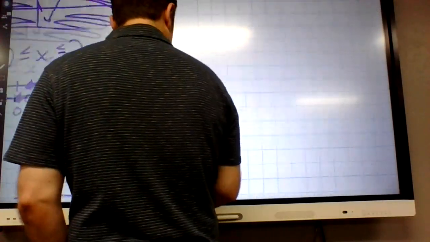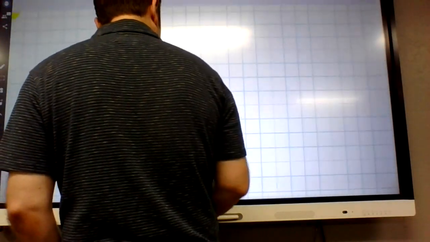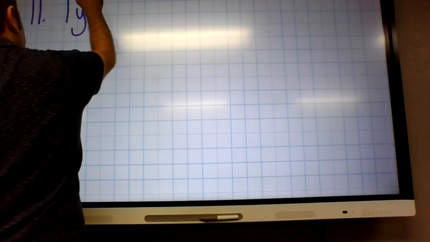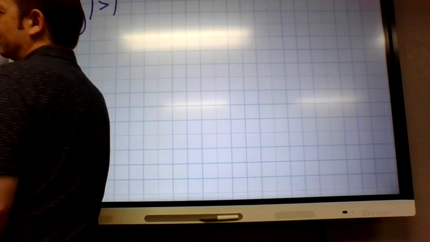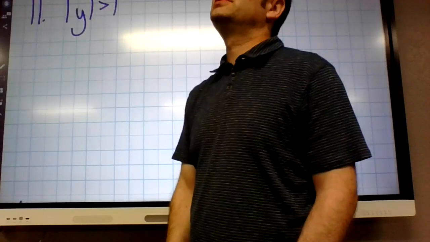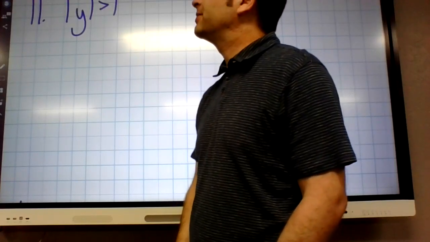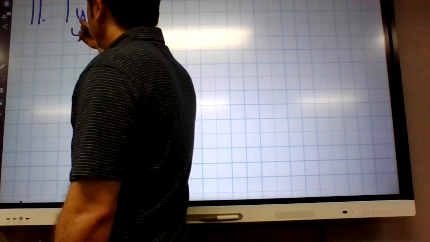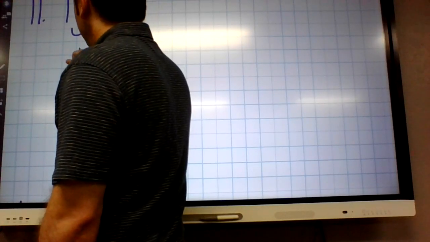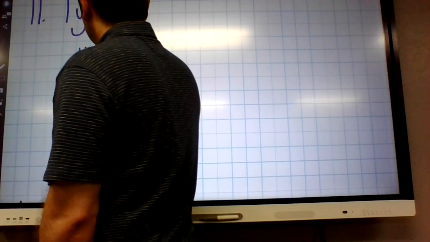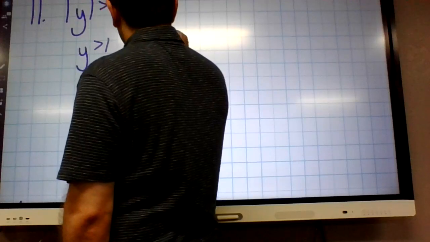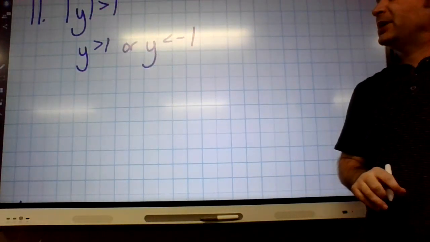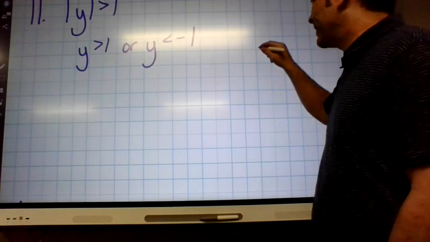Number 11, this is where it gets really weird. Weird, wacky, wild. We talked about this on Thursday's assignment. How do you set up an absolute value greater than problem? You guys remember that assignment? The y is greater than 1 or... Yeah, like that. So we have to graph that.